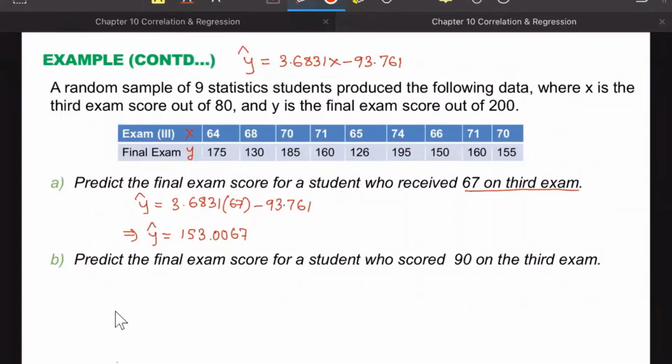Now it is your turn. In the second part, we are asked to predict, and it's very similar to that question: predict the final exam score for the student who scored 90 on the third exam. I'm going to give you a few minutes to work on that and find the final exam score. It is similar to that. Read the question very carefully, try to understand what it is asking, and then work on it. I'm going to give you a minute or so.